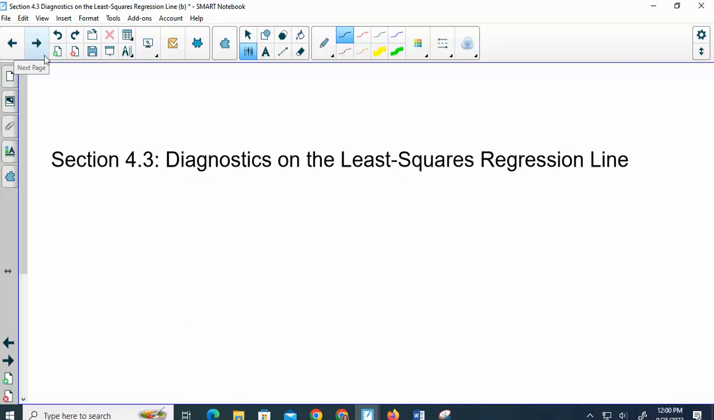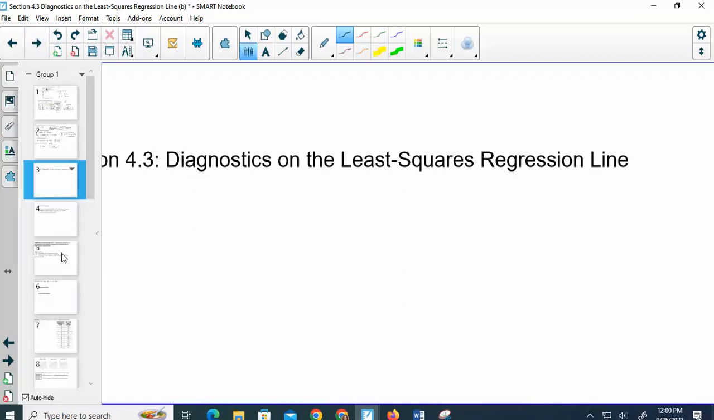So, diagnostics on the least squared regression line. We know how to find this regression line, take our data, get a line of best fit, and use it to make predictions. We've seen how to tell how good of a line it is by finding the R value, the correlation coefficient. The closer that is to positive or negative 1, the better the linear relationship. This is just going to give us a little more information.